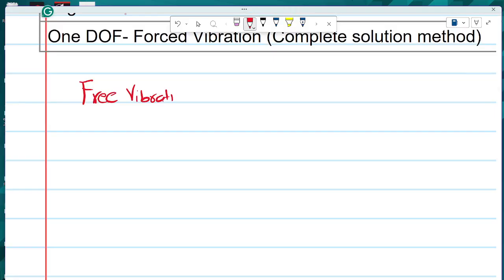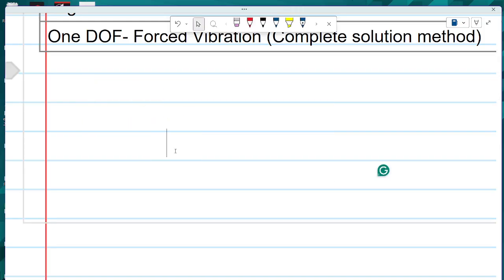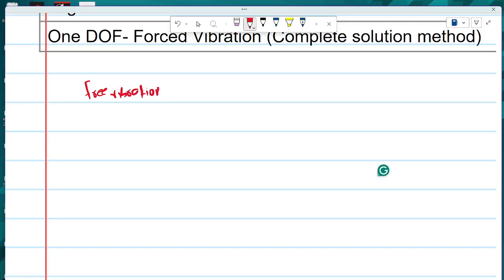Free vibrations and forced vibrations. We will discuss free vibration just to give a brief idea of the difference between them and forced vibration, because we will be using these terms again and again, and sometimes students get confused. If there is no force in free vibration, how come the system is vibrating? It's simple. Let's say you have a mass spring damper system.